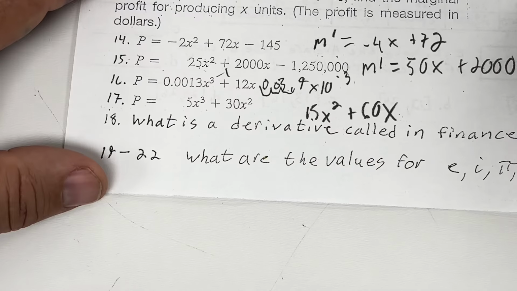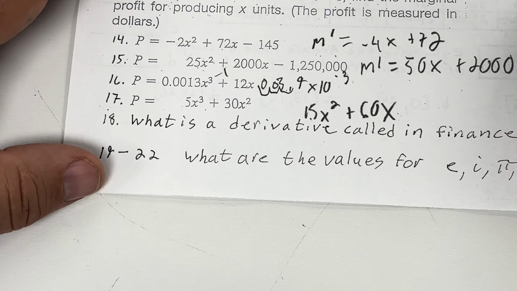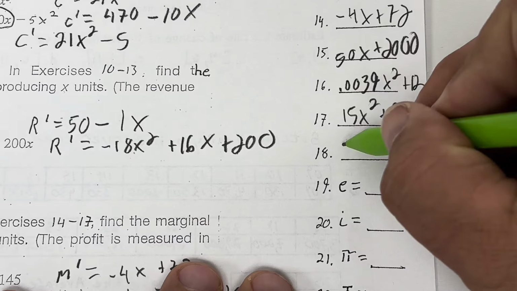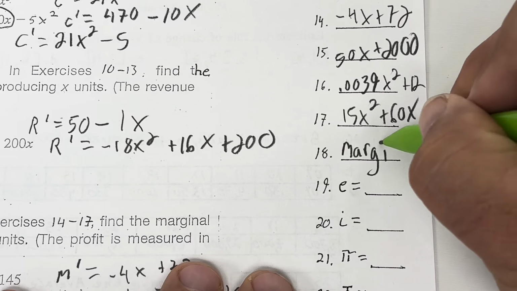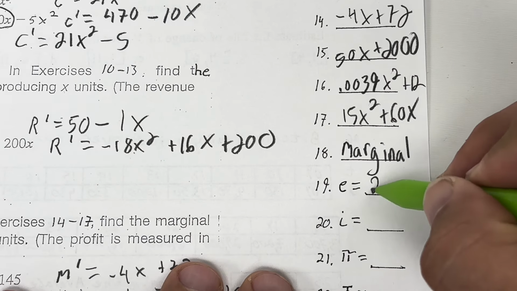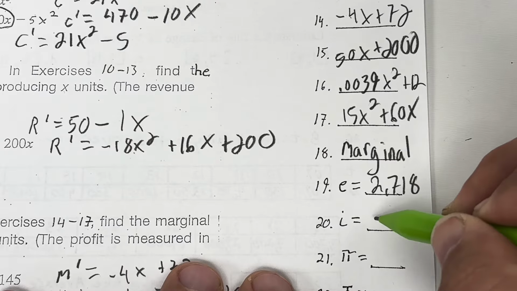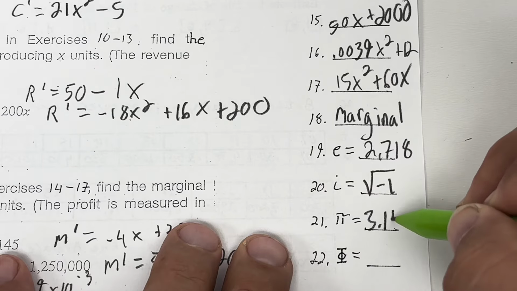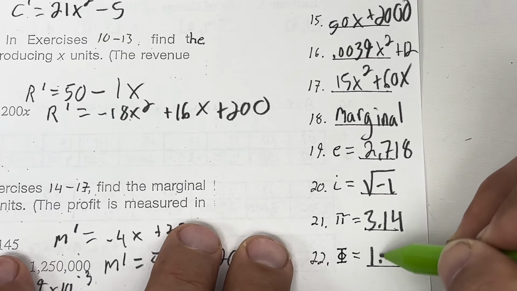A derivative in finance. What is a derivative called in finance? It's called a marginal. Marginal. E equals 2.718. I equals the square root of negative 1. Pi, hopefully, is known to everyone, 3.14. Phi is 1.618.